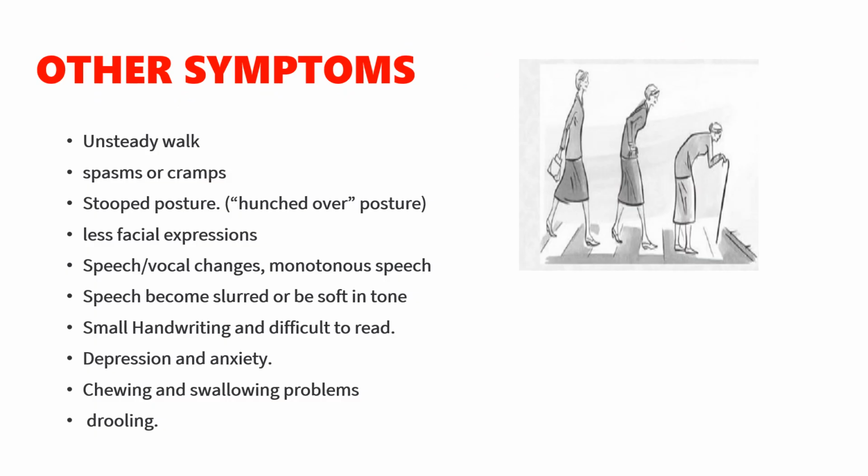And while coming to the other symptoms, tremor, rigidity and bradykinesia lead to unsteady walk, spasms or cramps, that means pain, and stooped position. This is the stooped position, a hunched over posture. This picture will show you what a stooped position is. The patient will be like this, like this, like this. It will go down.